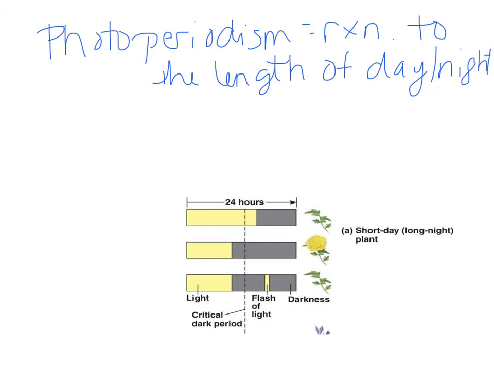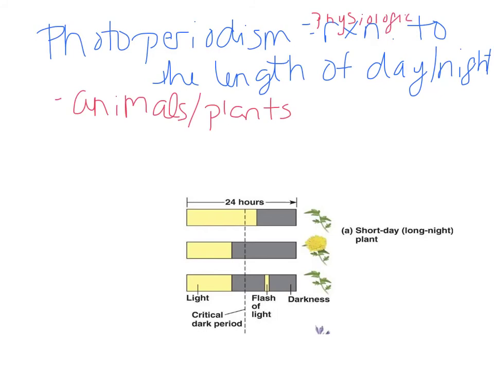So photoperiodism is not just limited to plants. Photoperiodism does have an impact on animals as well. So you've got certain animals that will respond. They'll have physiological reactions, not just a response like, oh, I bent towards the light. We're talking about a physiological reaction. There are physiological changes happening in the organism due to the length of their light exposure, of their day or night. So it can occur in plants and animals.